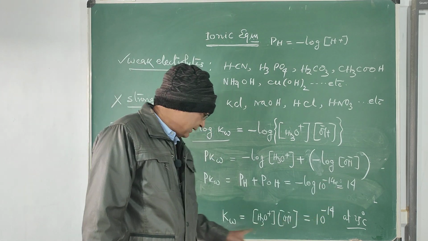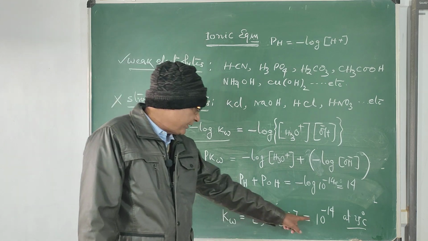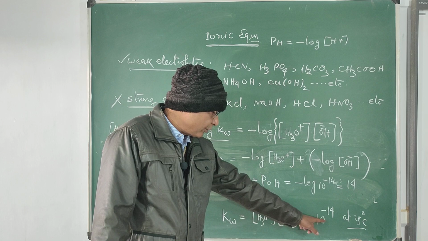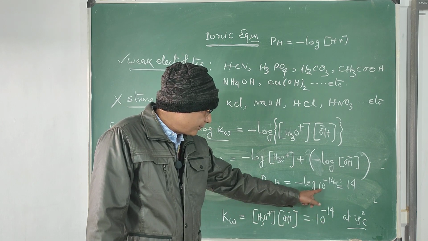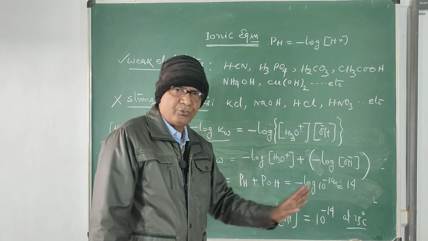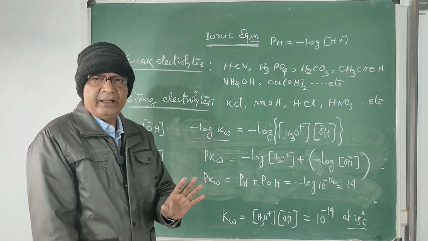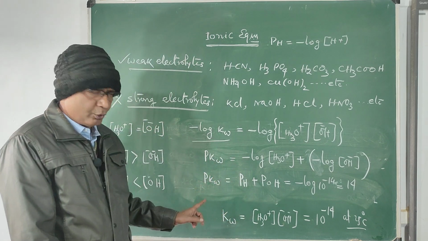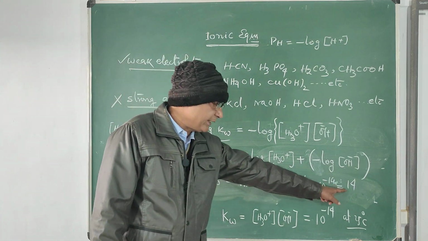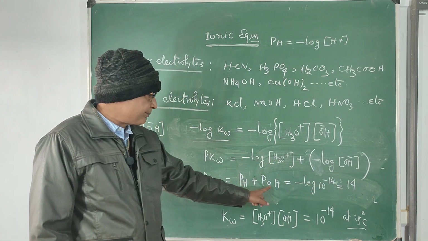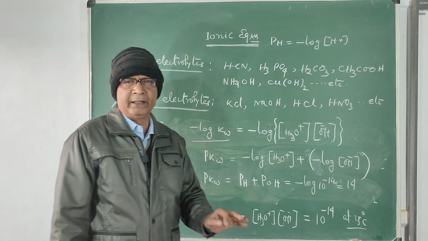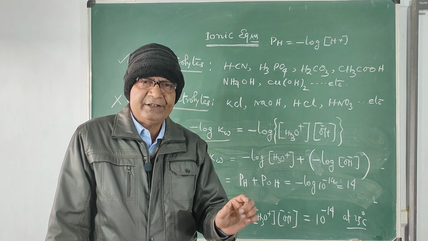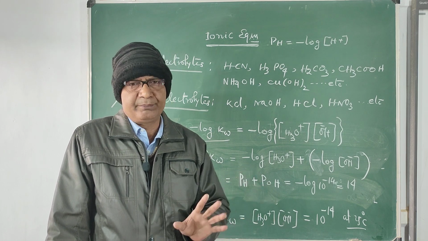If you take the value of Kw here, so if you take negative log of this, you will also take negative log of this. So negative logarithm of 10 to the power minus 14 is equal to 14. This is simply an application of log. So we come to know that pKw equals 14 and pH plus pOH is also equal to 14. This is not only for water, this is for any solution in aqueous medium.